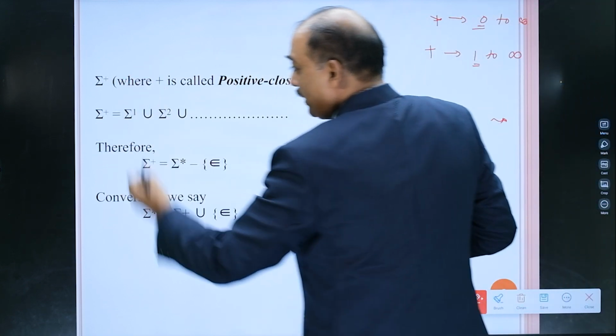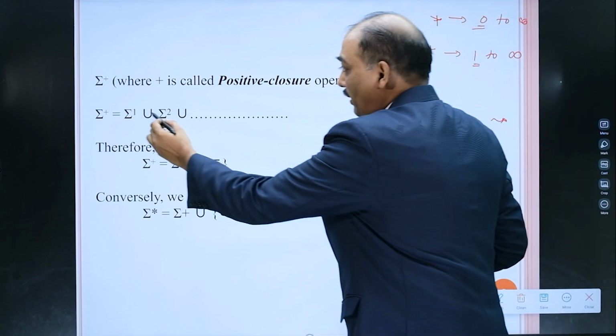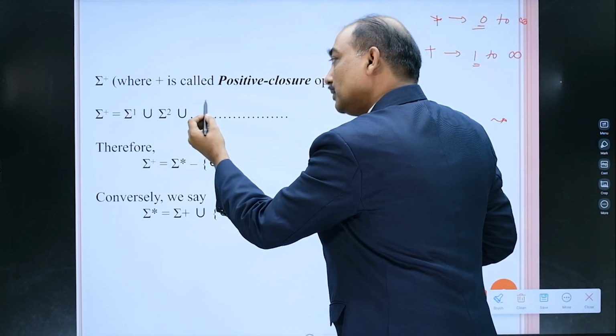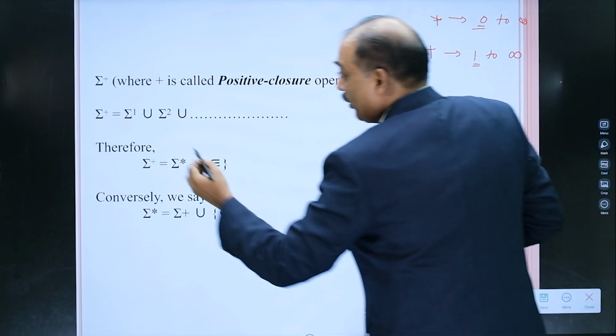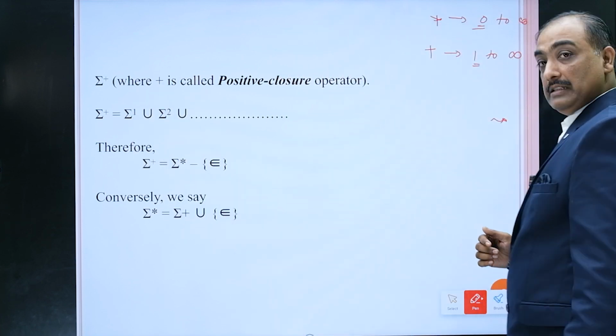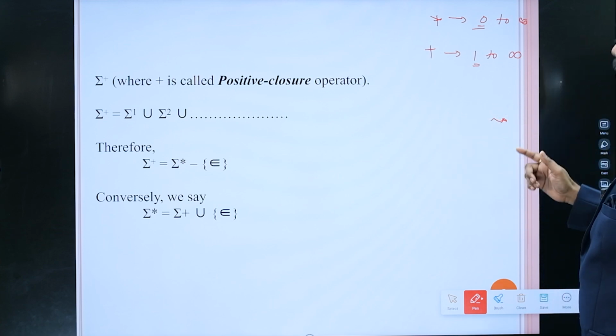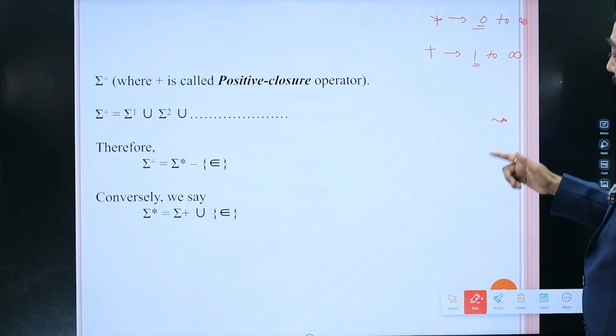Sigma to the power plus is equal to sigma to the power 1 union sigma to the power 2 union sigma to the power 3 and so on up to infinity. But if you can observe here, we have not included sigma to the power 0 because positive closure allows strings with length at least 1.